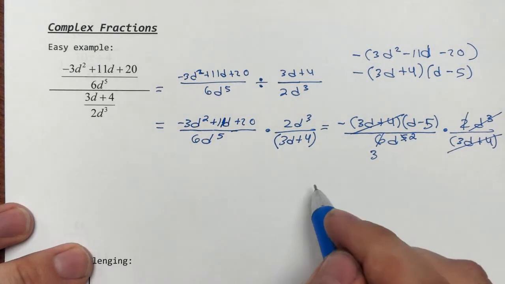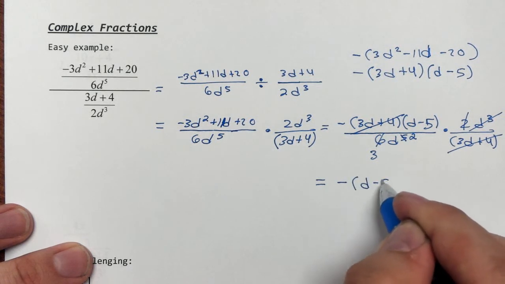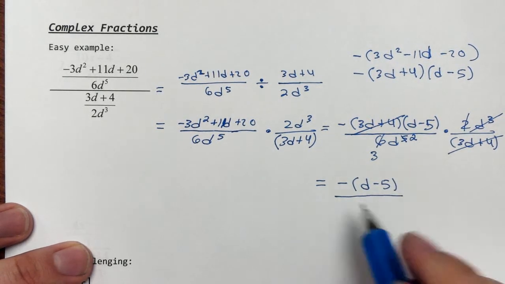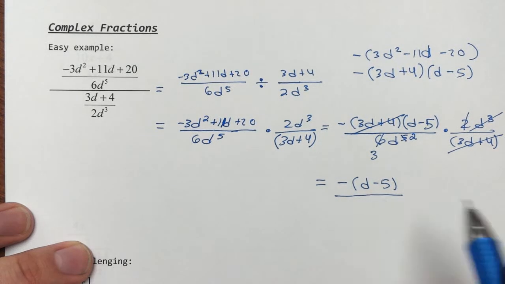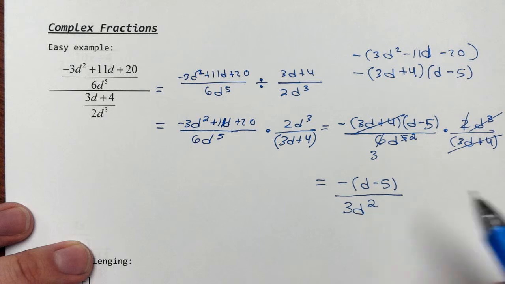So what am I left with? My final answer should be, up on top I have a negative and d minus 5, and I can write it like that, or I could distribute the negative and make it negative d plus 5. And in the denominator I have 3d squared.